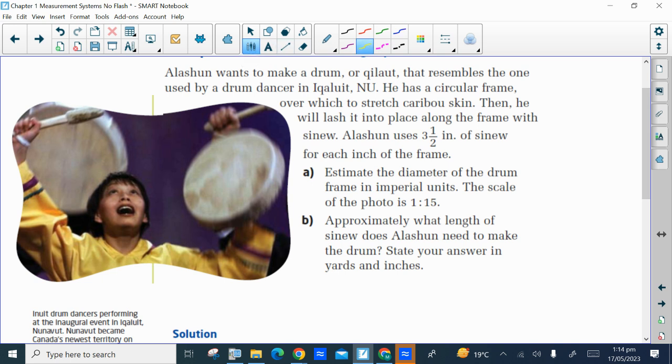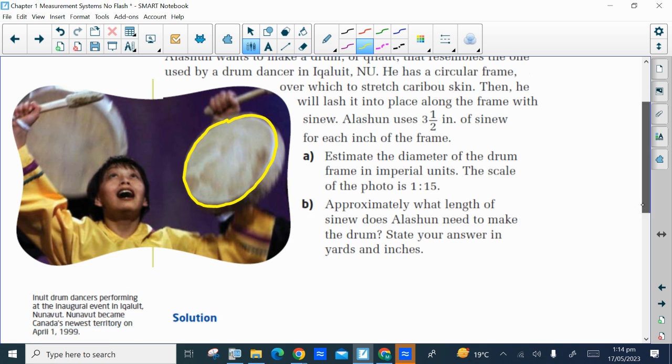Okay, so if we just maybe draw, this is where the frame is. It is circular. So for every inch along the circumference, it takes 3.5 inches of sinew because it's wrapped around the skin and the frame. We're asked to estimate the diameter of the drum in imperial units and use the scale of 1 to 15. And then we'll estimate how much sinew he needs to make this drum.